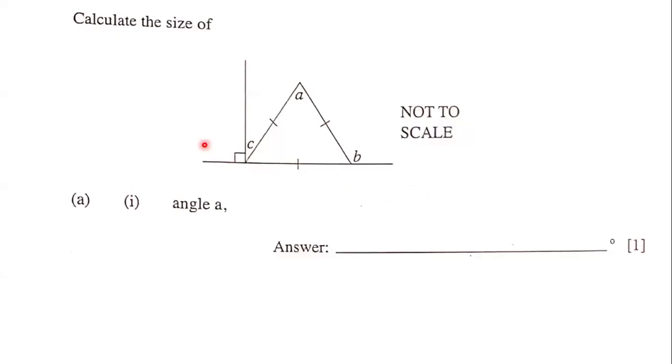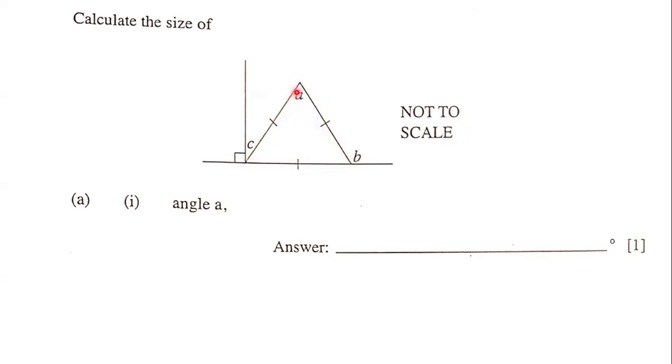Here, our goal is to calculate the size of angle A. Notice here that angle A is inside of this triangle. And notice here that each side of this triangle has a line or a stroke on it. This indicates that all of the sides of this triangle are equal. And since all of the sides of this triangle are equal, that means that this triangle is actually an equilateral triangle.